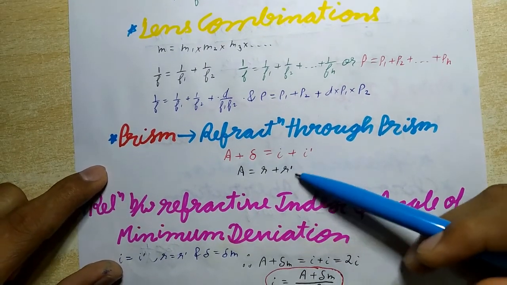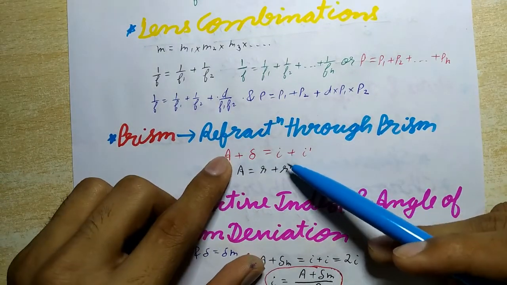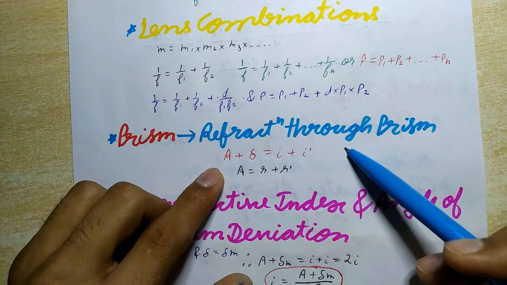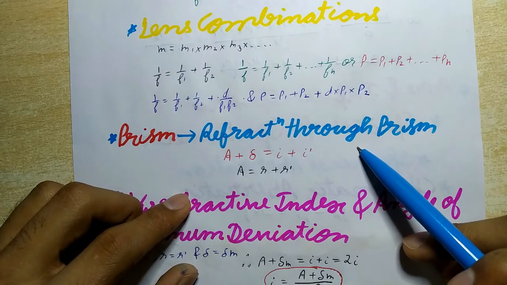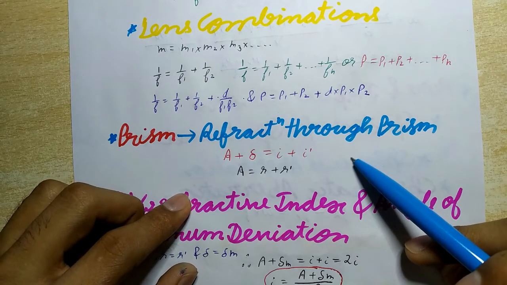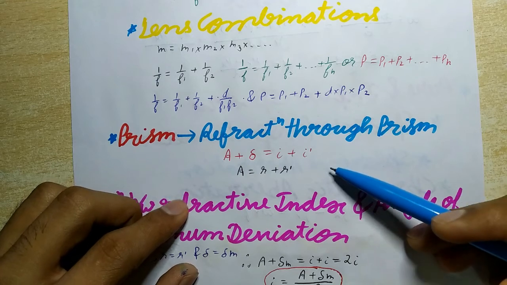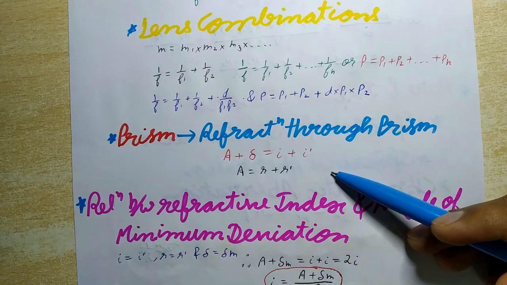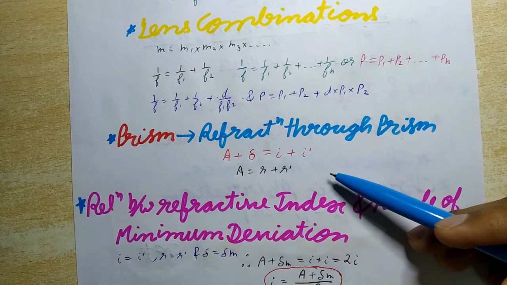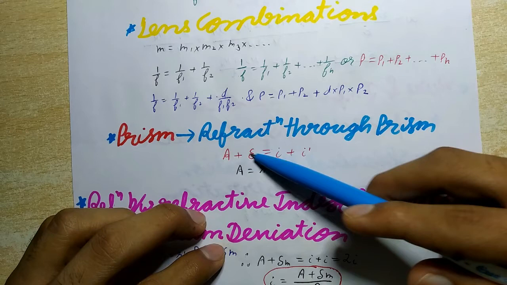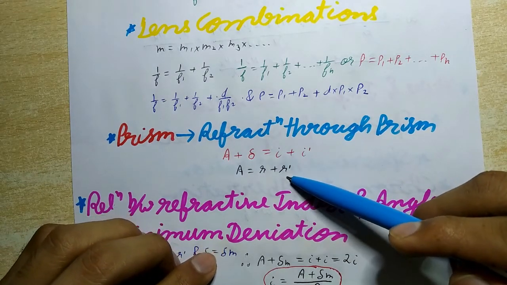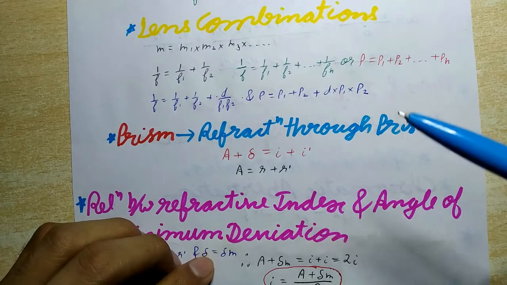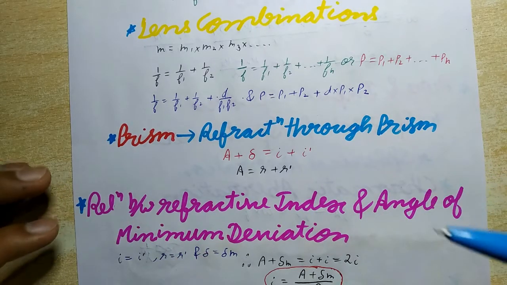Now the next topic is refraction through prism. When a ray of light is refracted through a prism, the sum of the angle of incidence i and the angle of emergence i' is equal to the sum of the angle of prism A and the angle of deviation delta. So A + delta = i + i', and A = r + r', where r and r' are the corresponding angles of refraction at the two faces.